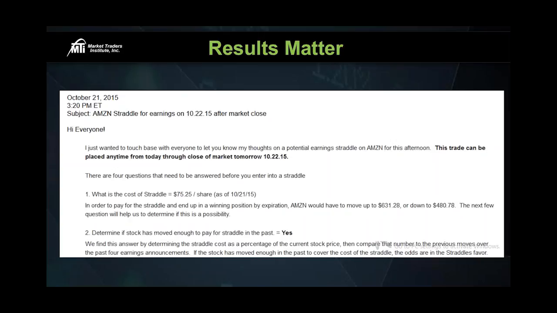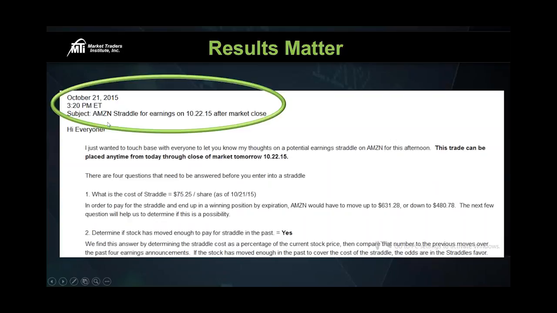Here's what happens. It'll pop up in your email account, or maybe you have your email forwarded to your phone. You go, ding, you got mail. In the email, it's going to come with a note just like this from Chris and our team. In the email, it's going to show you which stock we're planning on trading. In this case, it was an Amazon straddle. And it's also going to tell you when you need to do a buy. Place any time from today through the close of market tomorrow. So we'll tell you the what and the when.